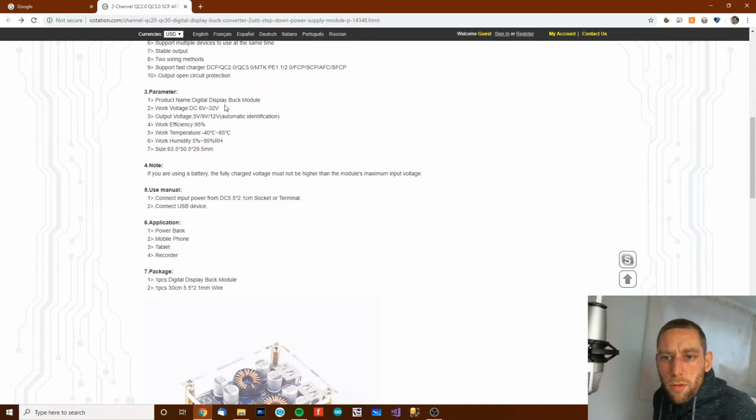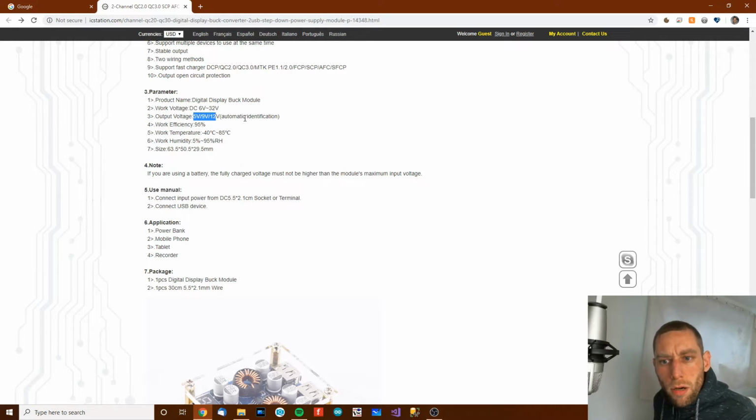Here we go. So where's the working voltage? 6 volts to 32 volts. Okay, so you can supply it 32 volts. So what could you use this for? You could use it for, you know that micro off-grid solar panel video that I did, was it yesterday or the day before or something? You could use it with that, because that's a 12-volt thing, potentially 12 to 14 volts. So it would be ideal for that, if I wanted to power an Arduino or a phone or whatever.